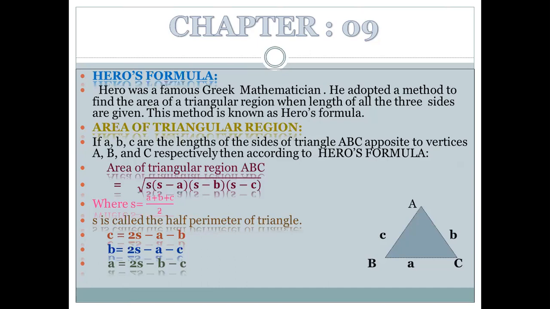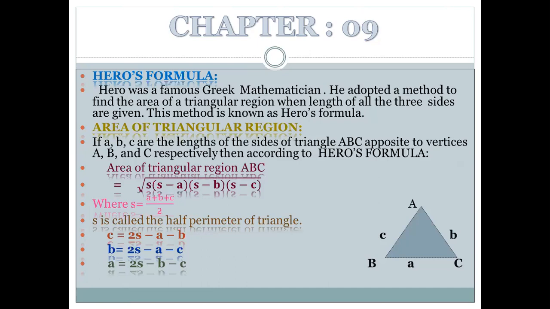According to this, S is equal to a plus b plus c by 2, we can generate the values of c, b and a: c is equal to 2S minus a minus b, b is equal to 2S minus a minus c, and a is equal to 2S minus b minus c. If in the question S and a, b are given and c is unknown, you will apply this formula and you can calculate c easily.